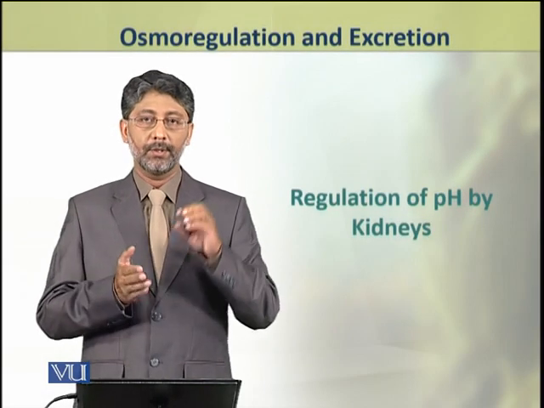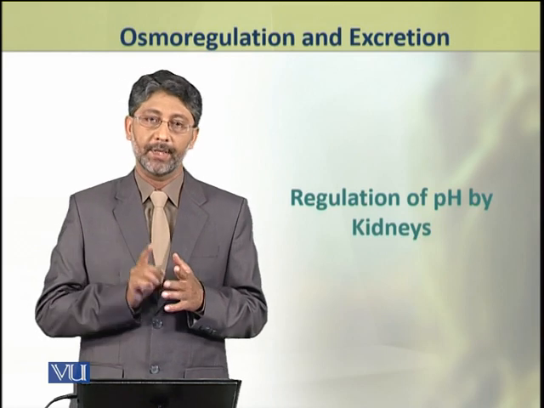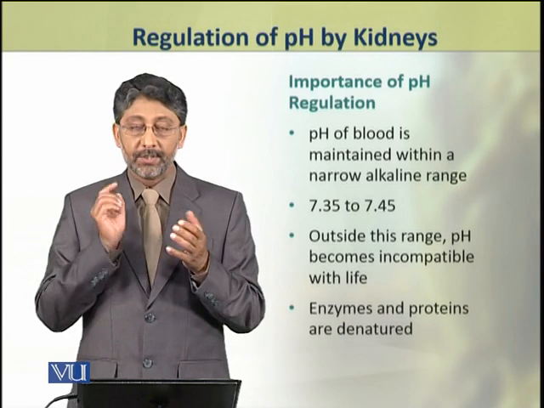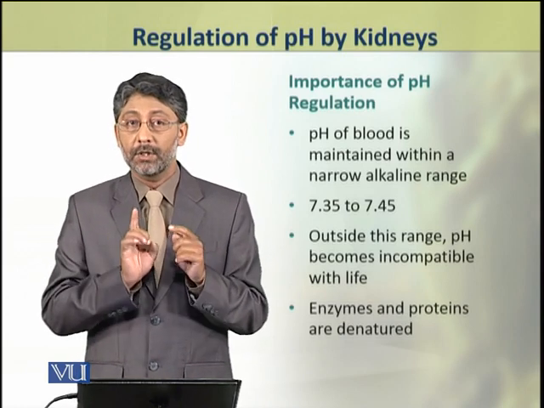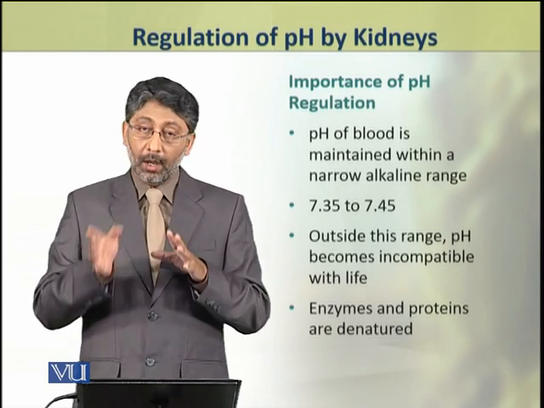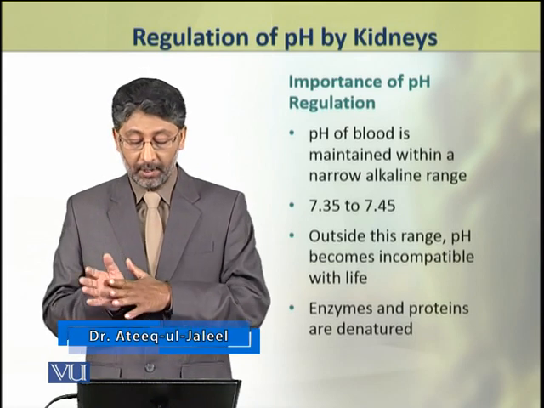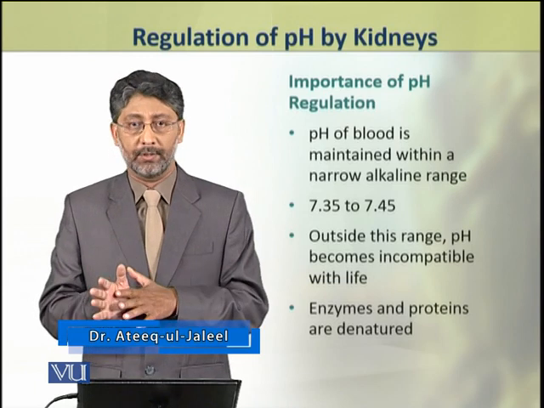Dear students, in this topic we shall discuss the regulation of pH by the kidneys. The pH of blood is maintained within a narrow alkaline range of 7.35 to 7.45. Outside this range, pH becomes incompatible with life because it denatures enzymes and proteins.